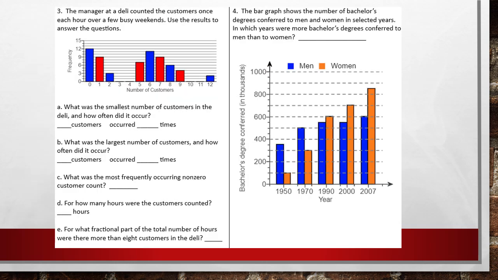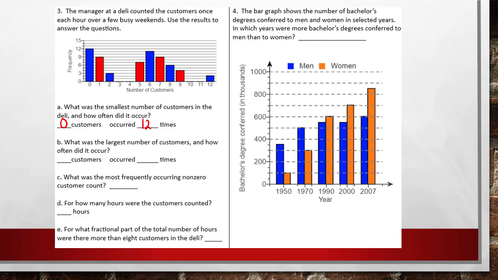Okay, let's look at number 3. The manager at a deli counted the customers once each hour over a few busy weekends. Use the results to answer the questions. So what was the smallest number of customers in the deli and how often did it occur? Looking at this chart, remember these are customers along the bottom, the smallest number of customers is 0. So that means there was nobody in the store. And then how many times did that occur? When they counted, it happened 12 times.